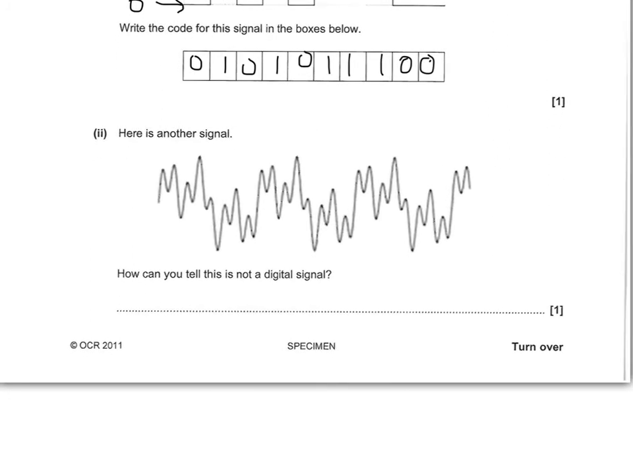Here's another signal. How can you tell it's not a digital signal? So this is the idea that it has varying values, so the values aren't just 0 and 1. If you say it's not only on or off, and it's not only 0 or 1, you get a mark, or you could say it has continuing varying values, or it has varying values.